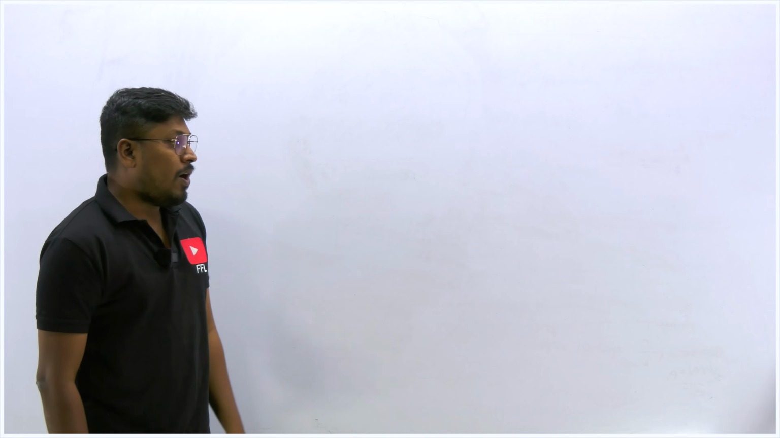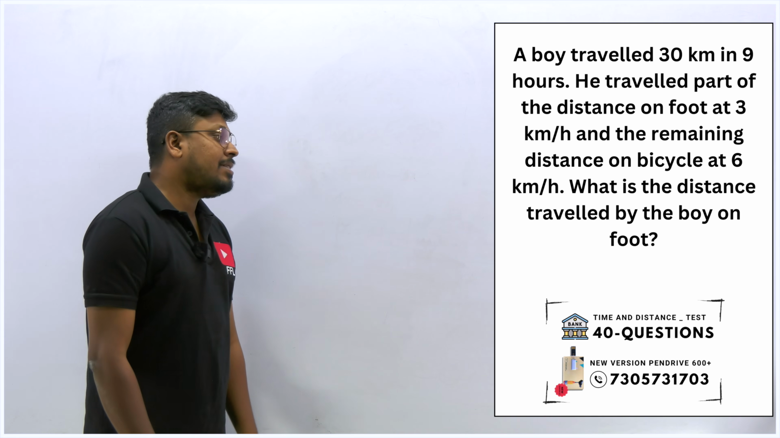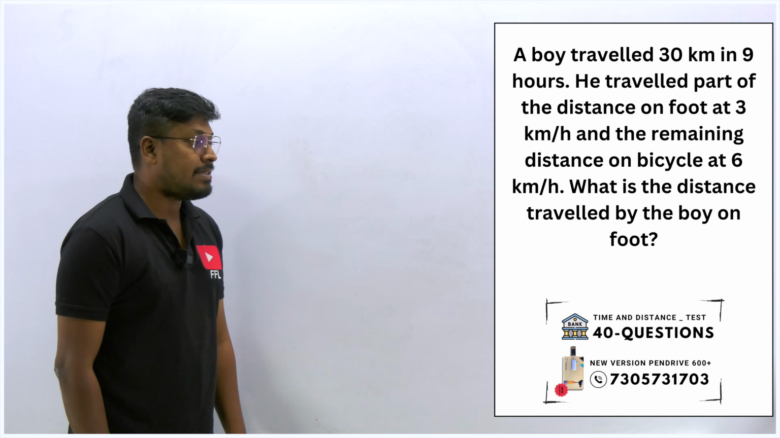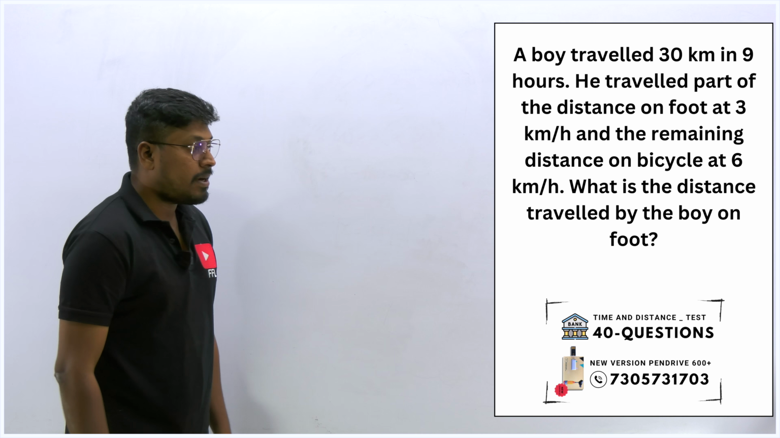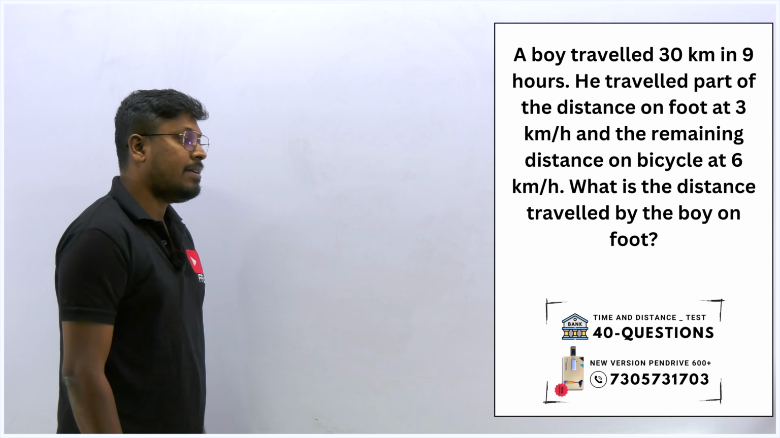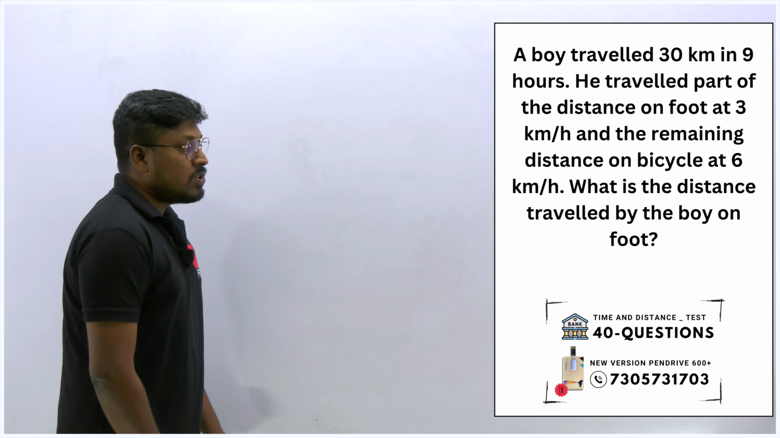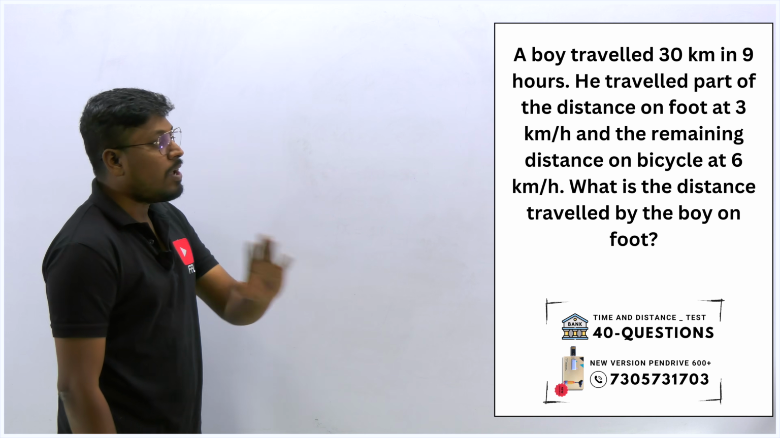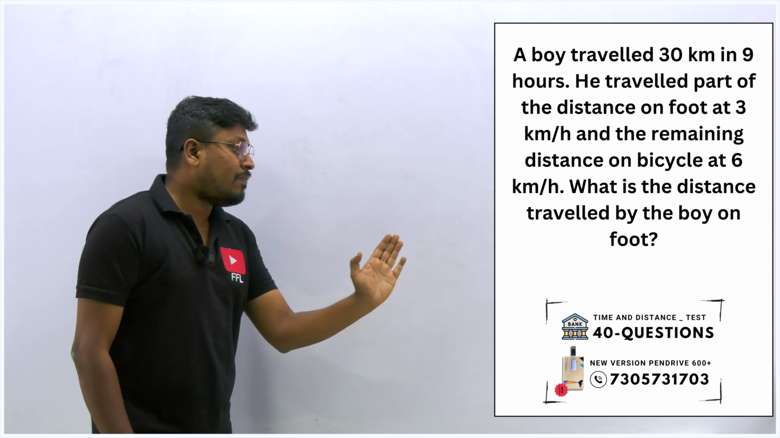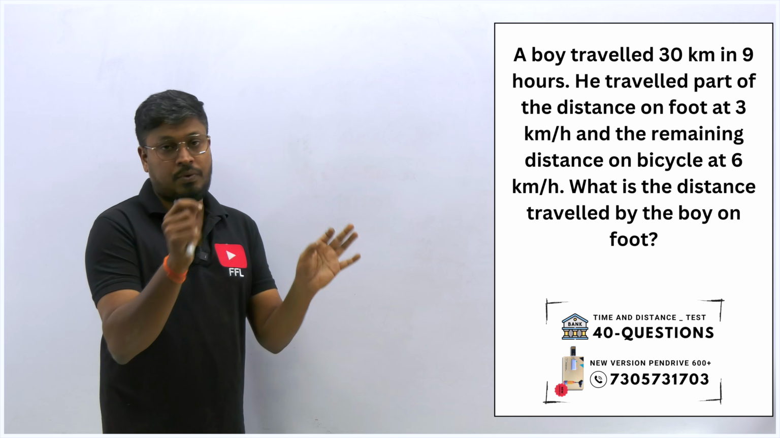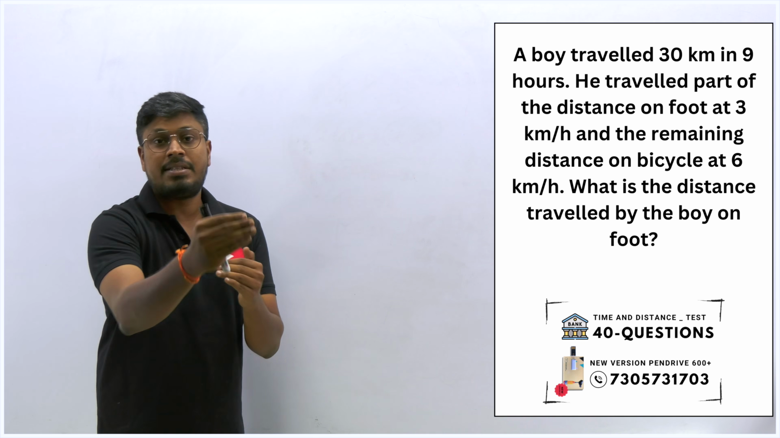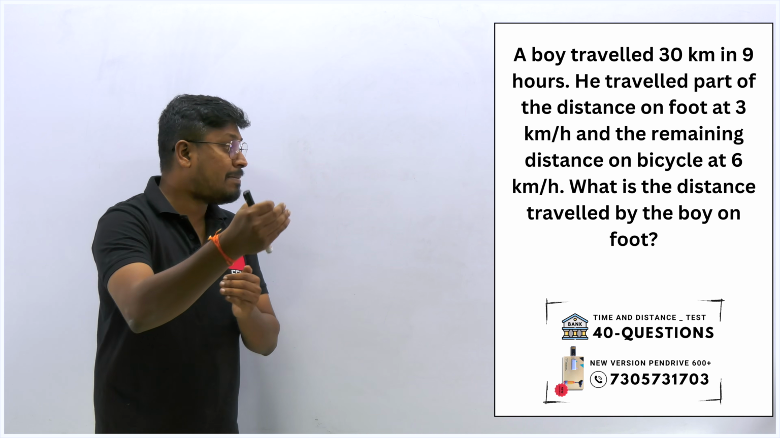Now, first question: a boy traveled 30 km in 9 hours. He traveled part of the distance on foot at 3 km per hour and the remaining distance on bicycle at 6 km per hour. What is the distance traveled by the boy on foot? Our target is to find the total distance traveled by the boy on foot, because he is traveling the total distance in two parts, one by foot and another by bicycle.